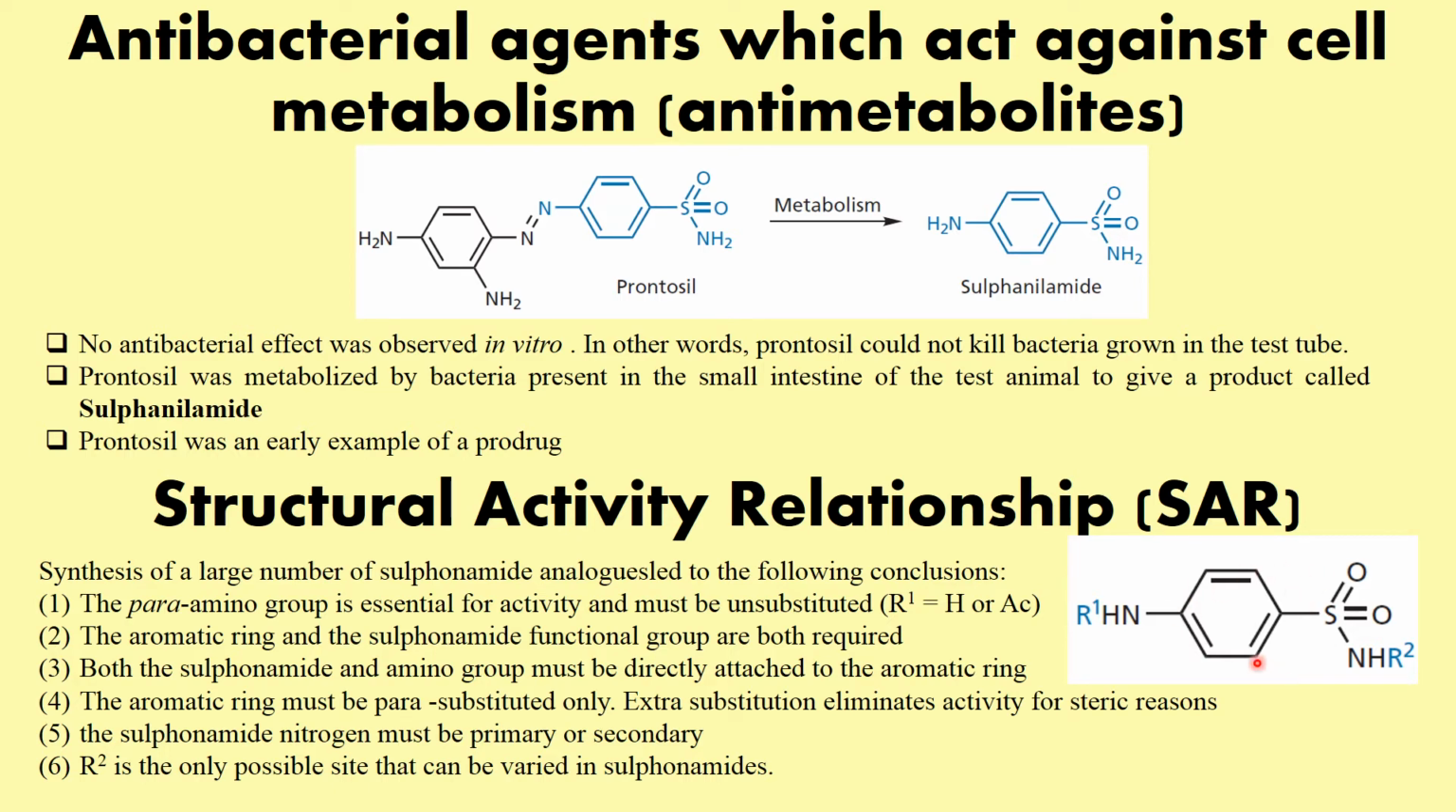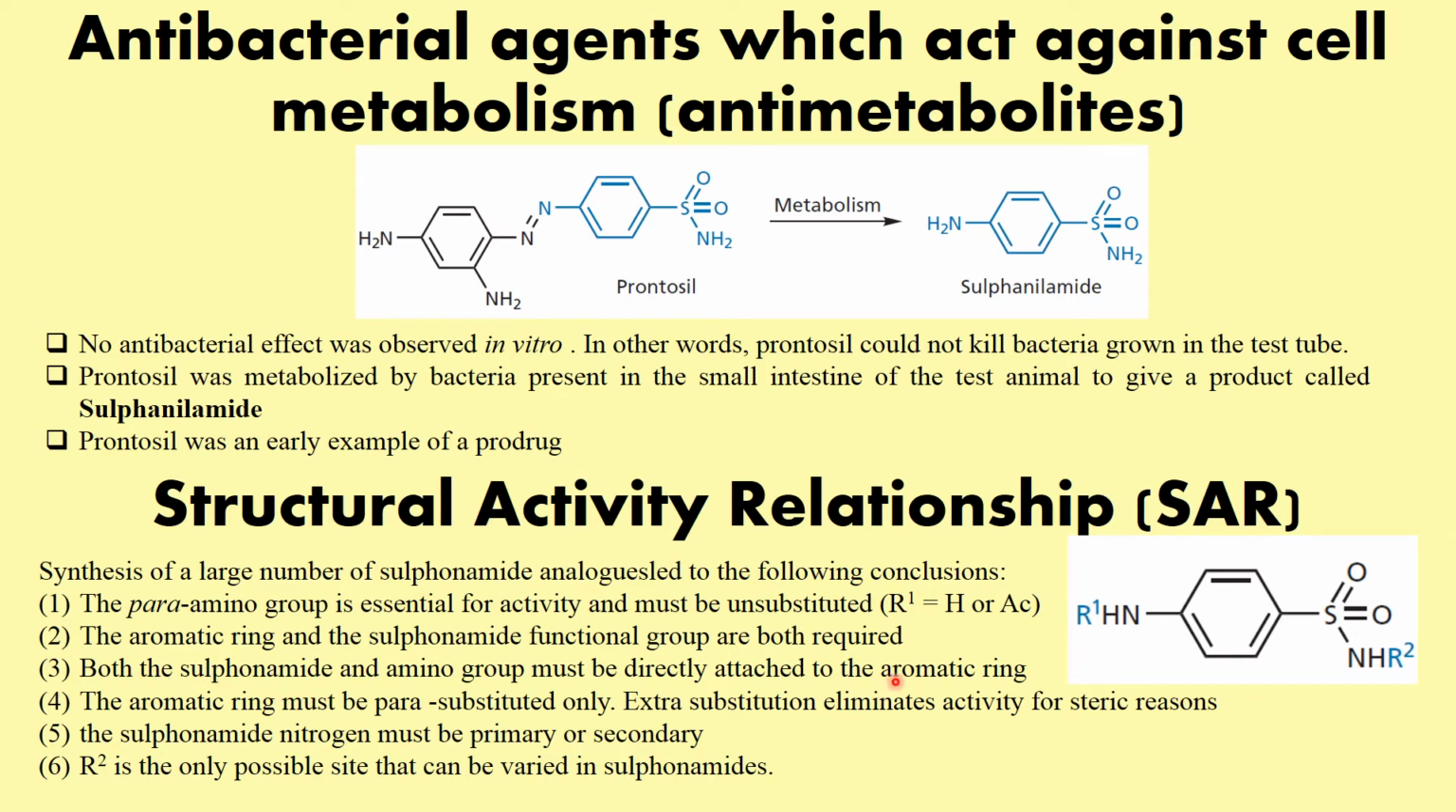Second thing, this sulfonamide group and this amine moiety, it has to be para. This substitution has to be para. Having the sulfonamide moiety at ortho or meta absolutely kills the activity. It means such drugs have no antibacterial activity at all. So it means these two have to be para to each other.